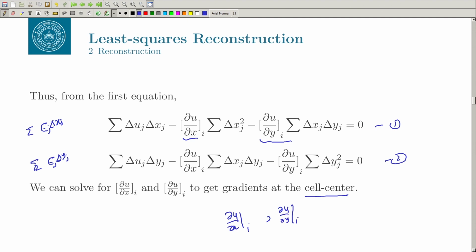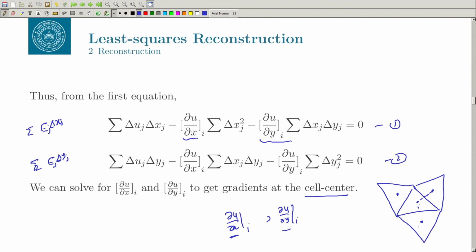Okay. So, what we did exactly in this is that for a given cell we considered its neighbors, and we estimated what would be the gradient from this cell center to its neighbors, calculated the error, and found out what should be the gradient with respect to x and y, so that the estimated value is as close to the actual value as in the neighboring cells.